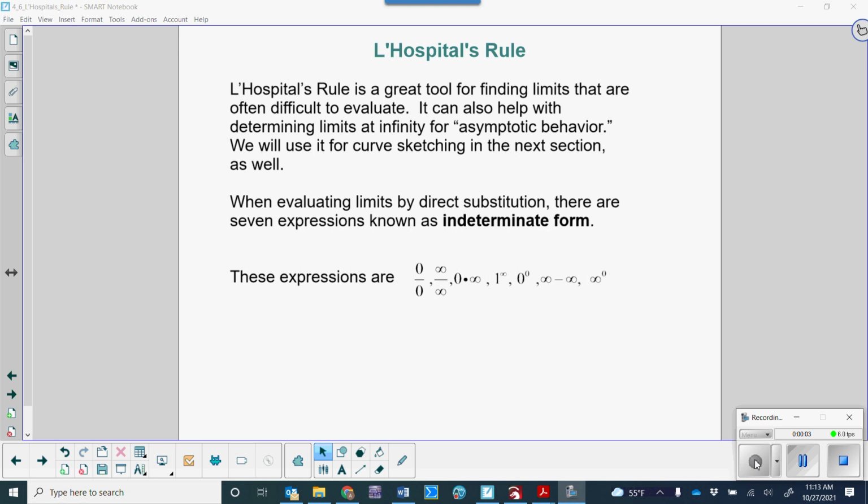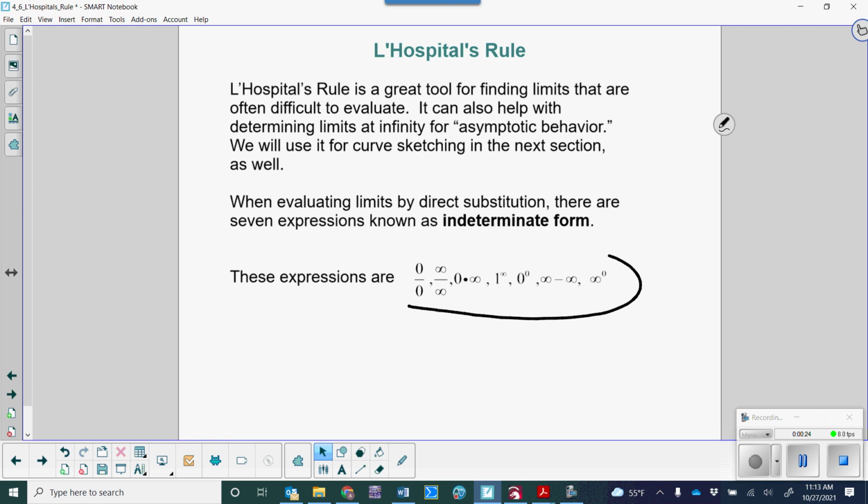This is a video on L'Hopital's rule. That's how it's pronounced, L'Hopital's. It can be spelled with or without that S in the middle, and I usually spell it without, so it doesn't make any difference. But it is used for doing limits where we get an indeterminate form of a certain type.